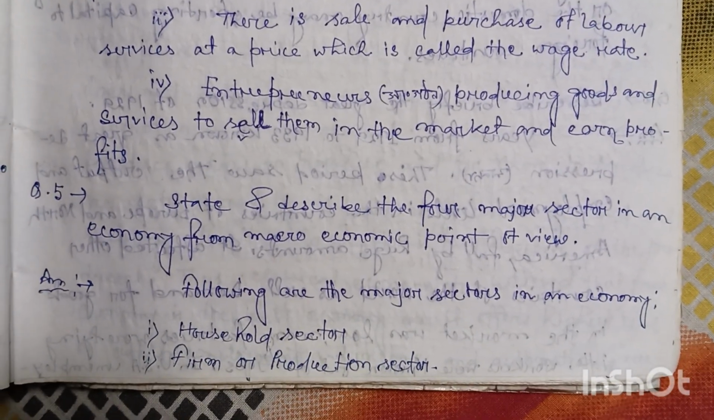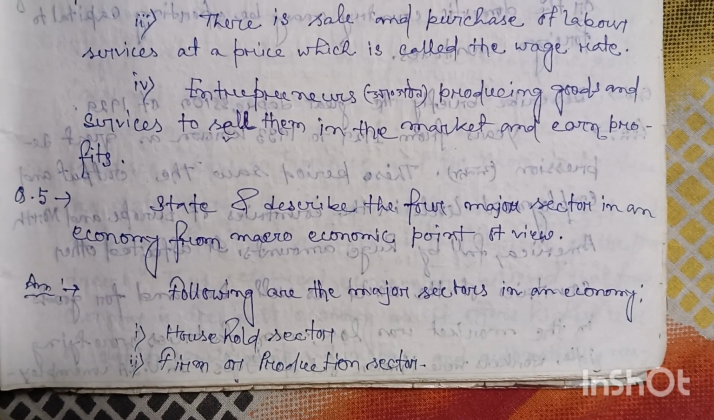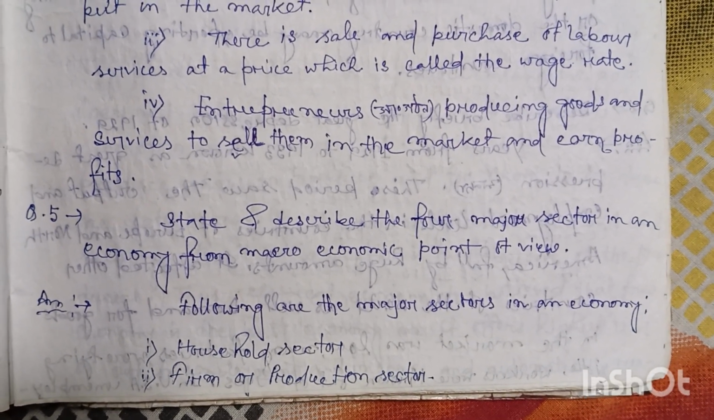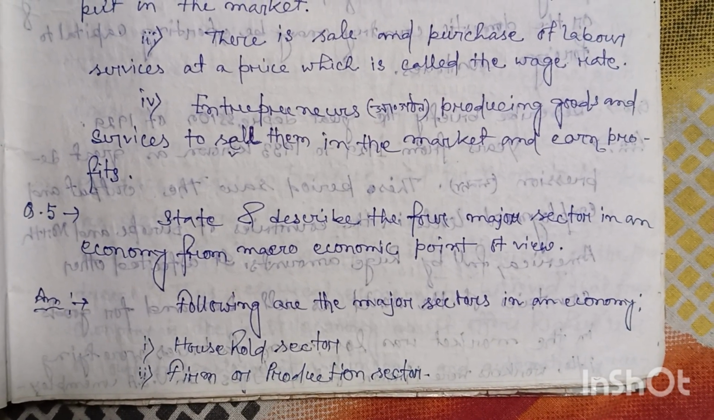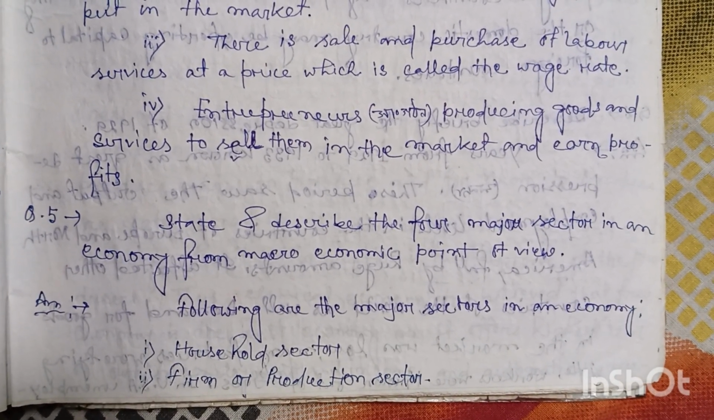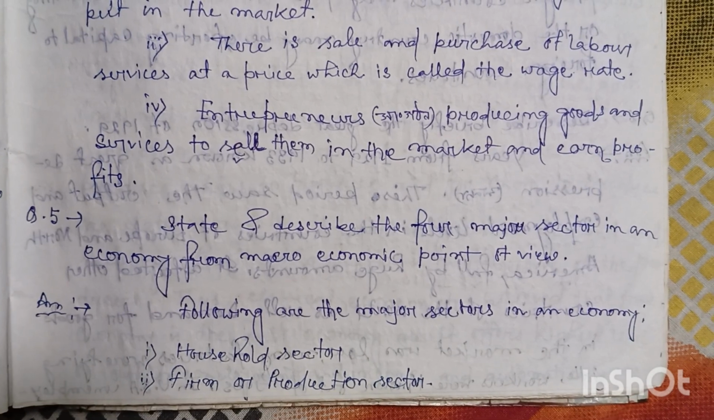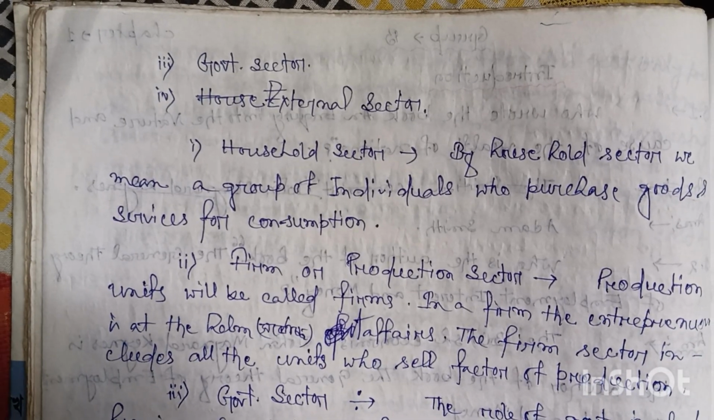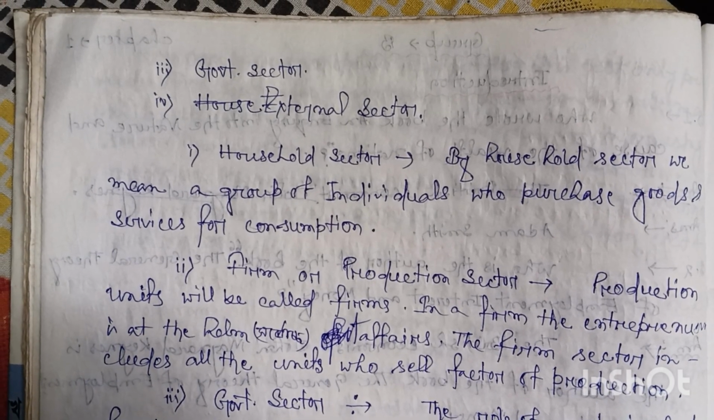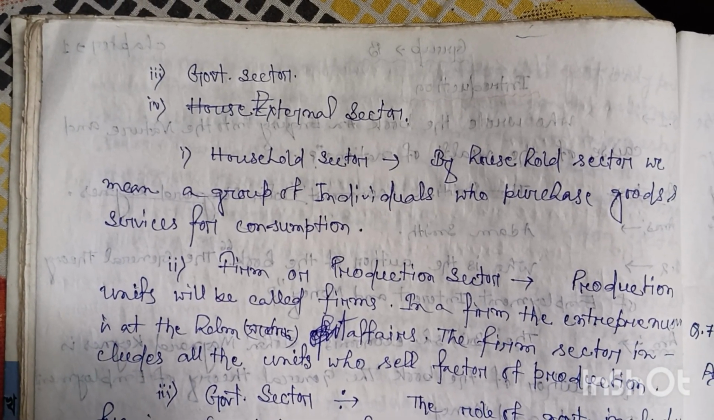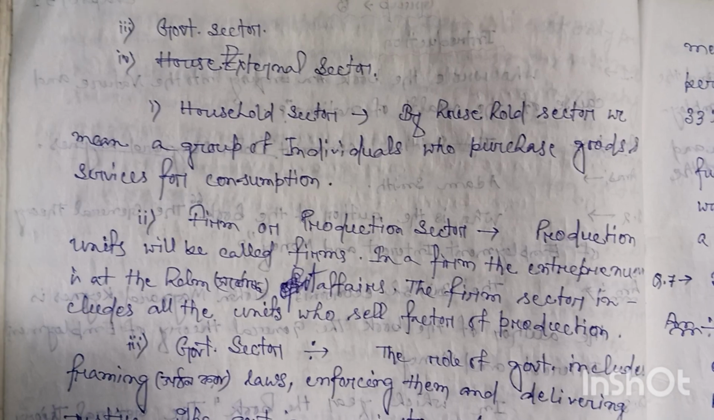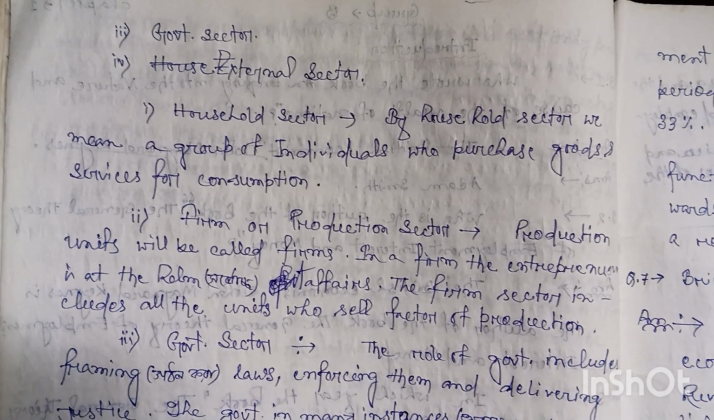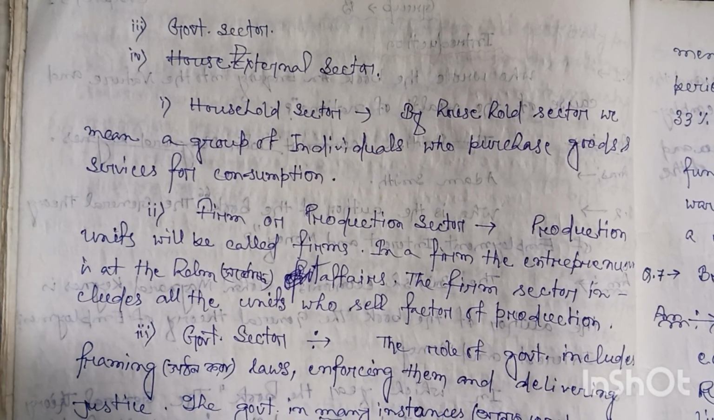Question number 5. State and describe the four major sectors in an economy from macroeconomic point of view. Following are the major sectors in an economy: household sector, farm or production sector. Number 3, government sector. Number 4, external sector. Number 1, household sector. By household sector, we mean a group of individuals who purchase goods and services for consumption.